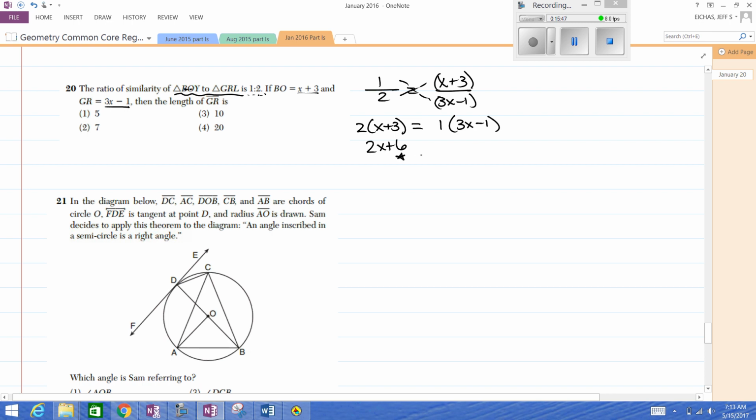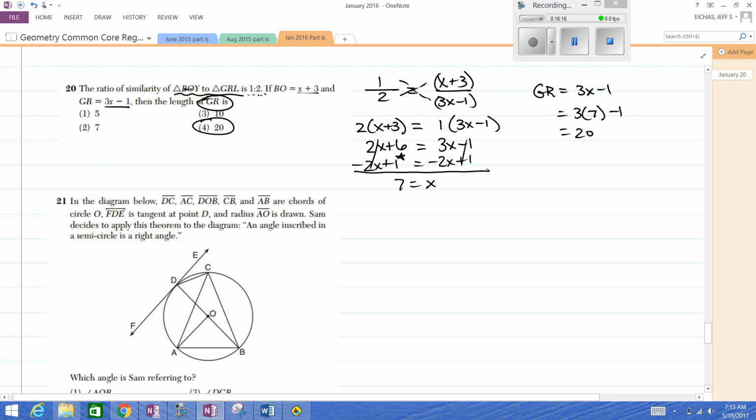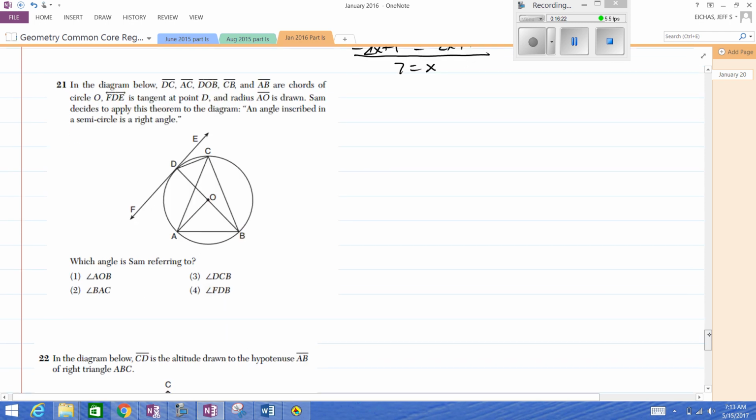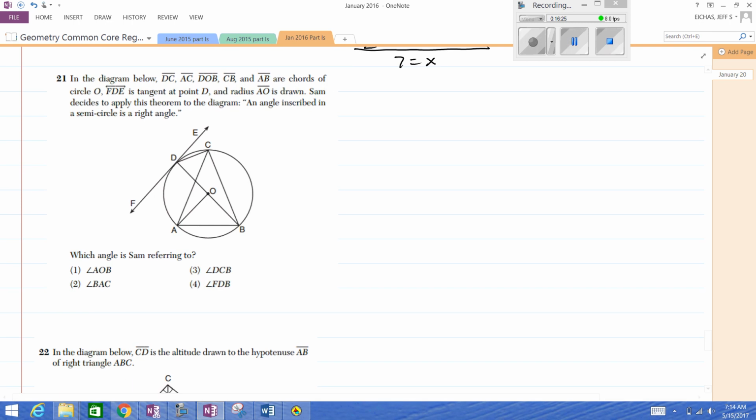Real common mistake right there is to not have a 6. You know, to have a 3 there. Make sure we distribute. Now let's show our work, do some nice things with the algebra. And you get x is 7. Of course, that's not the answer. All right, they want the length of GR. So we've got to plug that back in. And please be careful to, you know, not choose choice 2 just because it looks like it's right. You know, we've got to make sure we finish the problem, read carefully, all that.